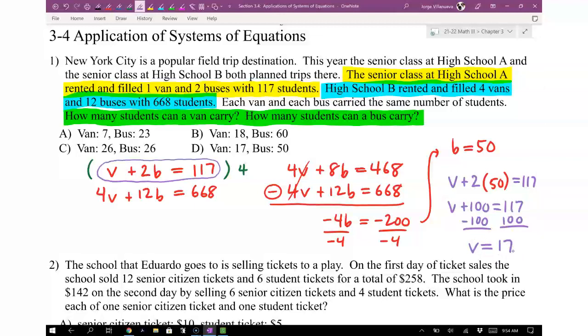So did I answer the green question? How many students can a van carry? How many is that? 17. How many students can a bus carry? 50. And we're done. Guys, word problems are tough. I'm not going to lie. They are tough. But if you break them down slowly, see, that's the problem that a lot of students do.